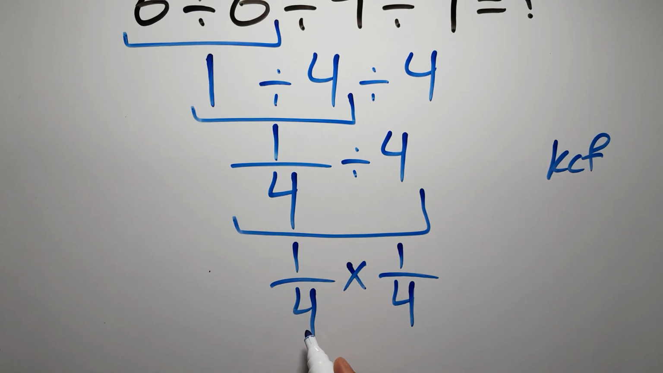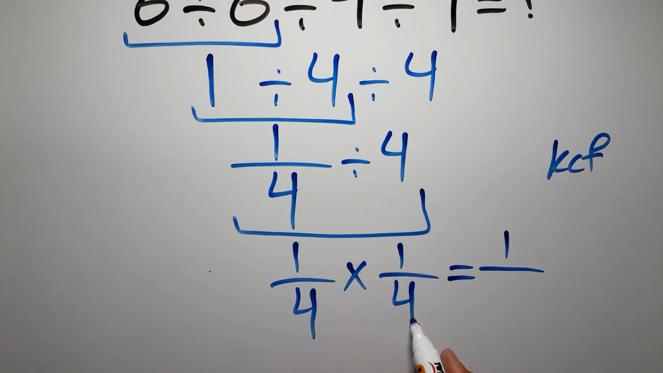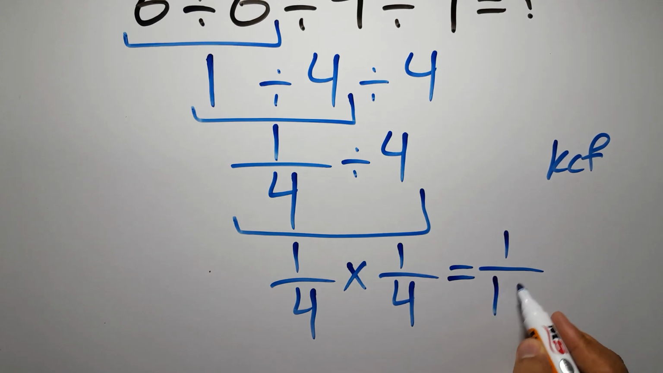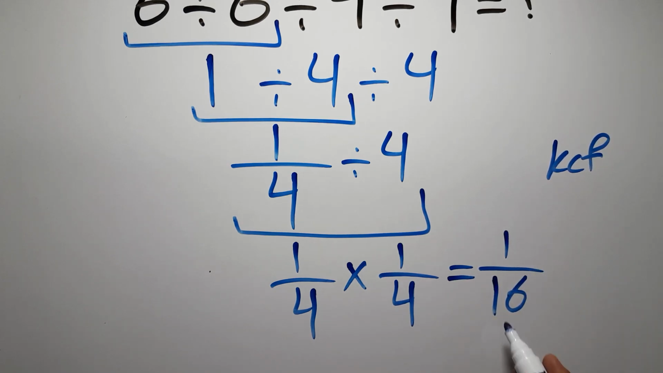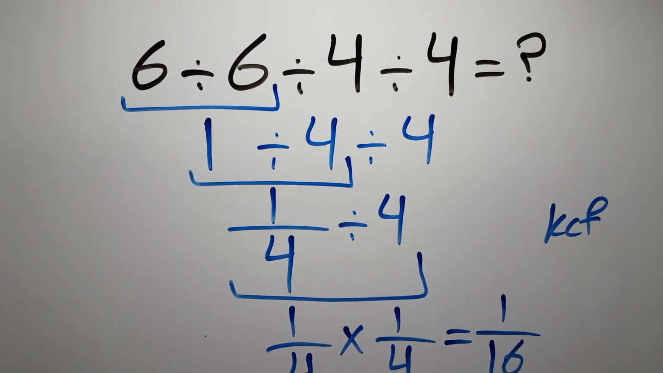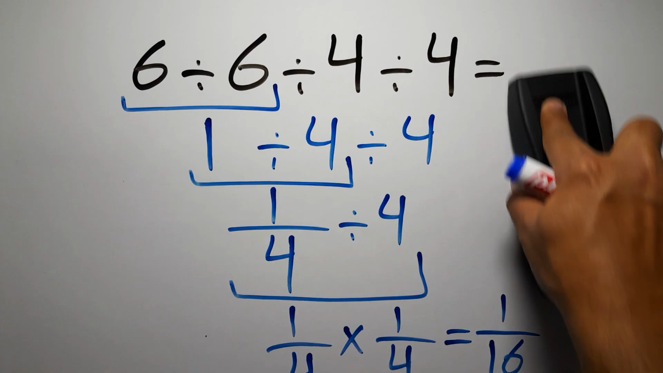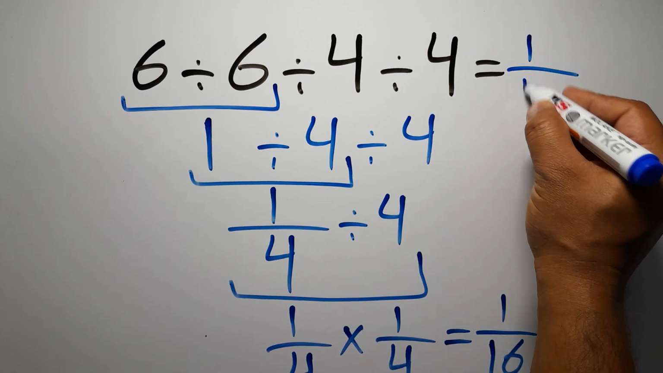So 1 over 4 times 1 over 4, which equals 1 over 4 times 4, which gives us 16. So we have 1 over 16. And this is our final answer to this problem. The correct answer is 1 over 16.